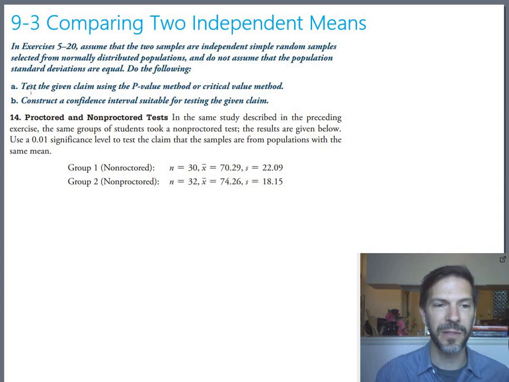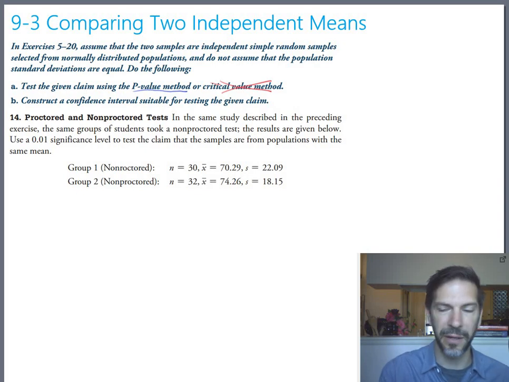And for each one, they do want you to test the claim. And of course, we will be using the p-value method. We are not using critical values. And then they also want you to construct a confidence interval. So we know how to do both of those.